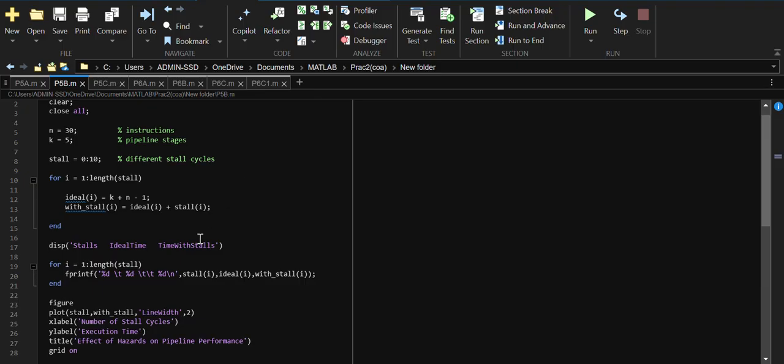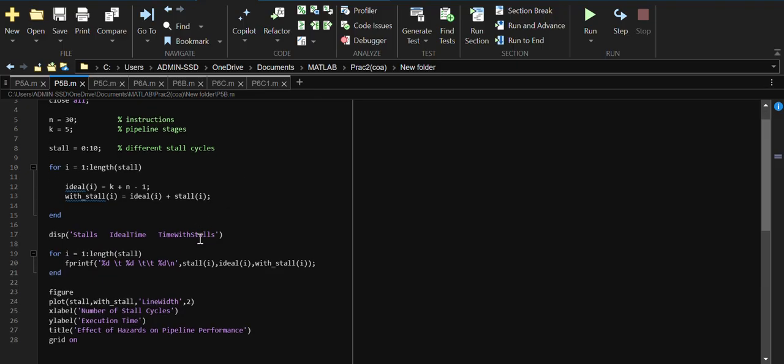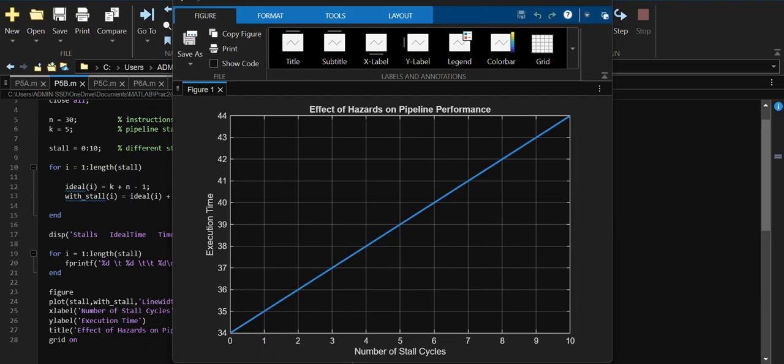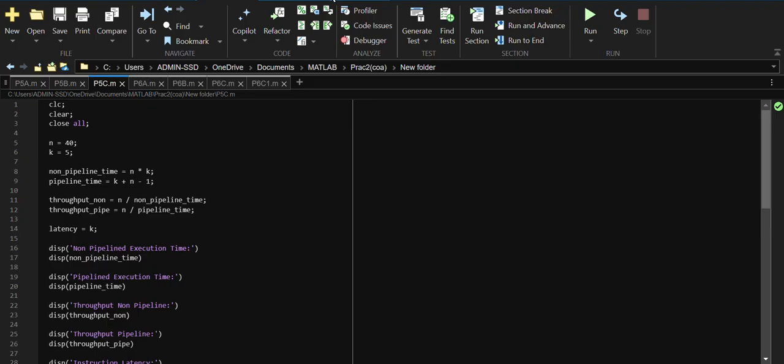Finally, the program plots a graph showing execution time versus stall cycles. So this is the graph which shows the effect of hazards on pipeline performance, execution time versus the number of stall cycles. The third program analyzes the difference between instruction throughput and instruction latency in a pipeline processor.